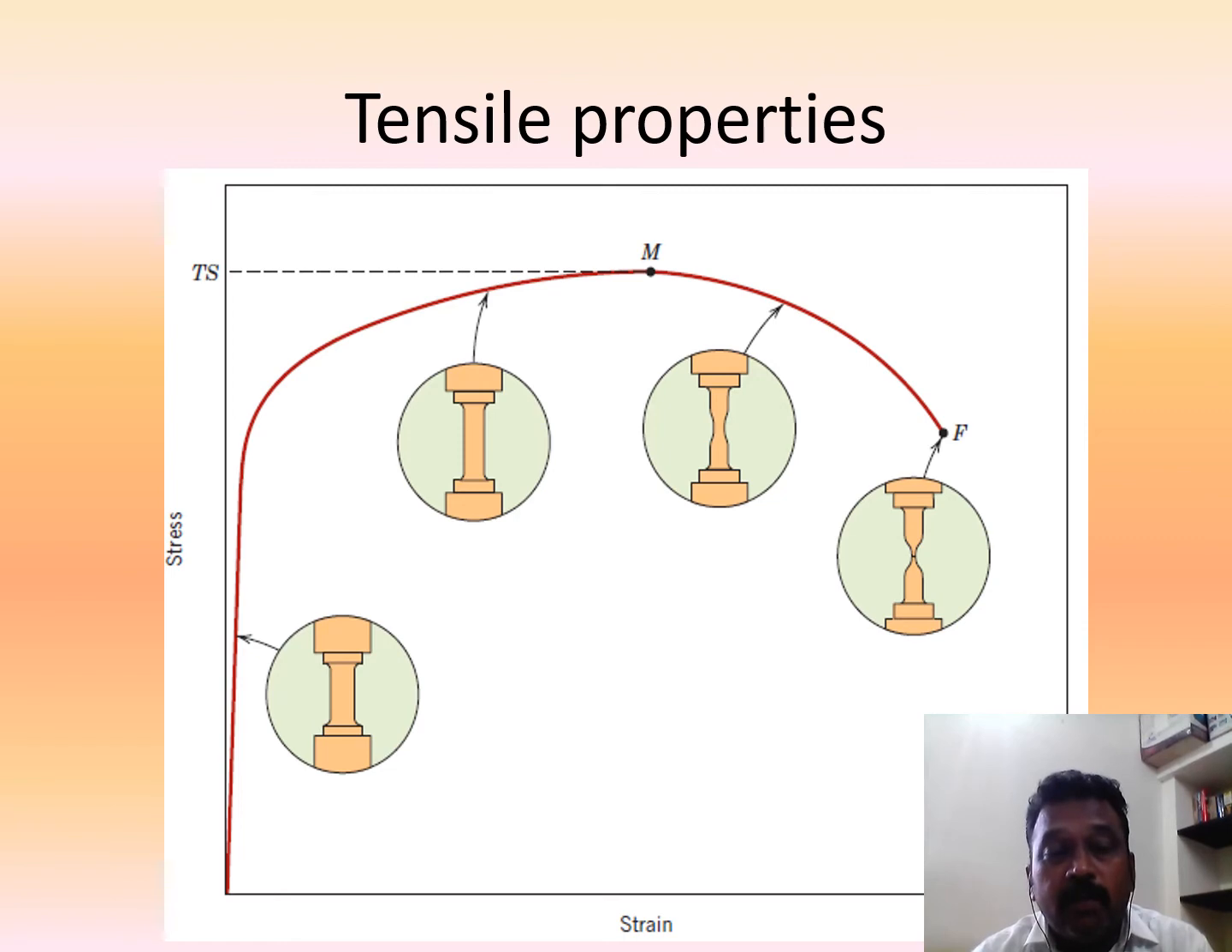You can see the specimen here. The specimen got elongated. That is the tensile yield strength, and this maximum point is the tensile strength. When the material starts to fracture, you can see here the cross section is changing. Finally, it will be fractured.